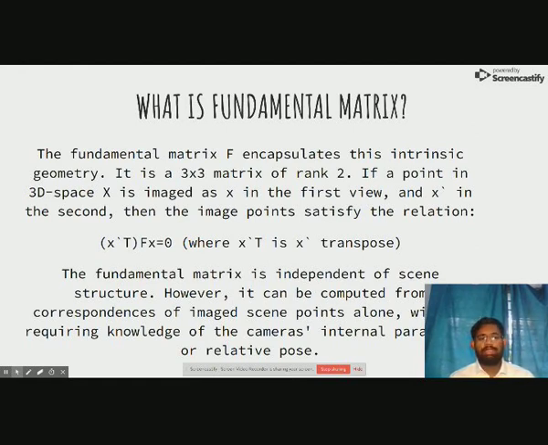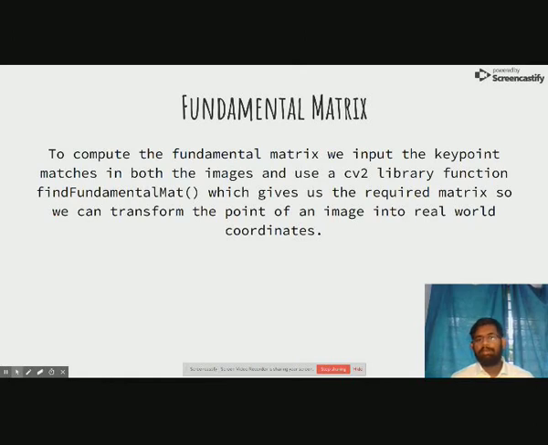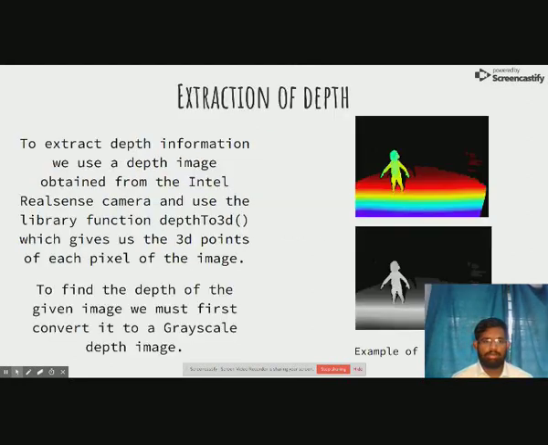If a point in 3D space is imaged as x in the first view and x dash in the second, then the image satisfies the relation x dash transpose times fundamental matrix times x equals 0. This is very essential for us because we need to warp the image according to the fundamental matrix. To compute the fundamental matrix, we input the key point matches in both the images and use a cv2 library function called findFundamentalMat, which gives us the required matrix so we can transform the point of an image into real world coordinates.